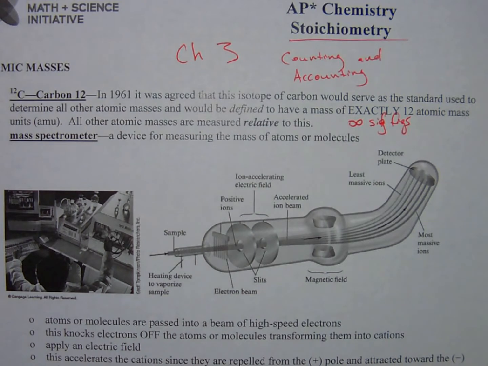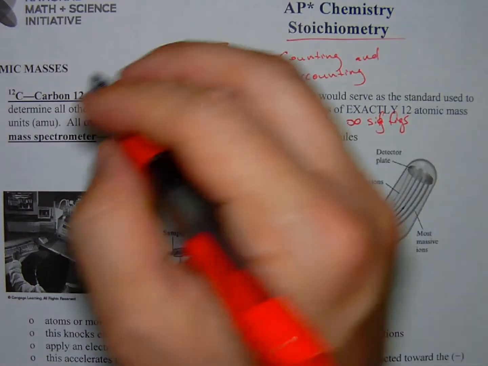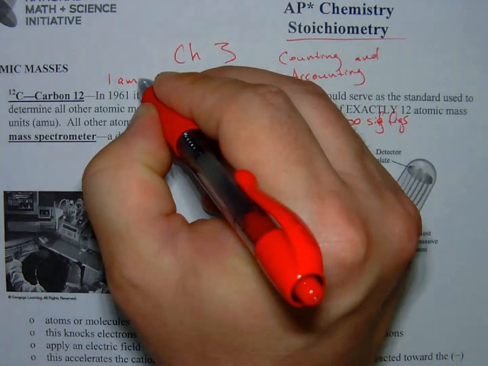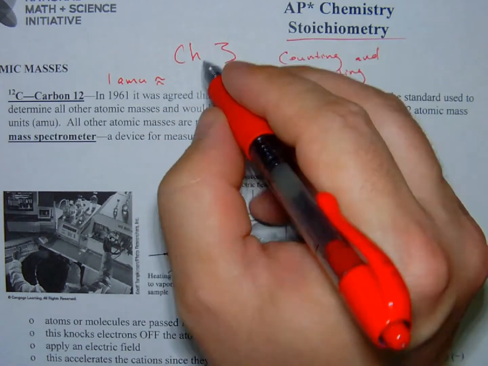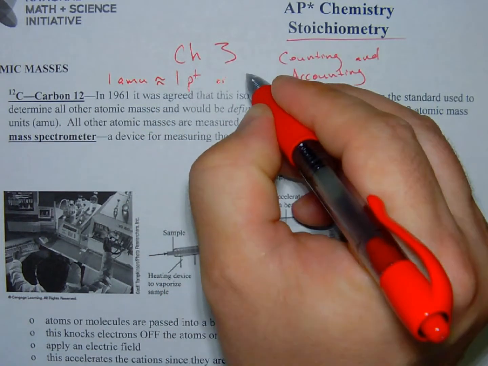All other atomic masses are measured relative to this. Now this might seem funny, but you have to understand that the masses of the individual atoms are so small that any normal unit for mass is not applicable. It's too large. And so they had to make up a unit that was small enough to measure individual atoms. So they came up with the AMU. They decided that carbon-12 would be defined as exactly 12 AMU. So 1 AMU is essentially equal to 1 proton or 1 neutron.